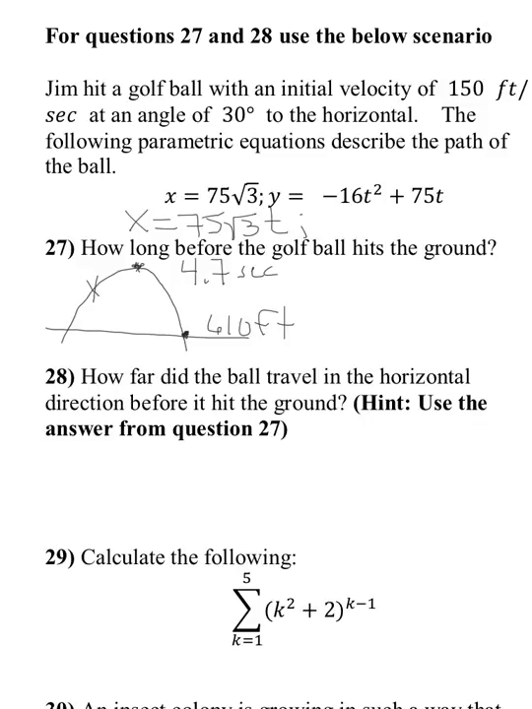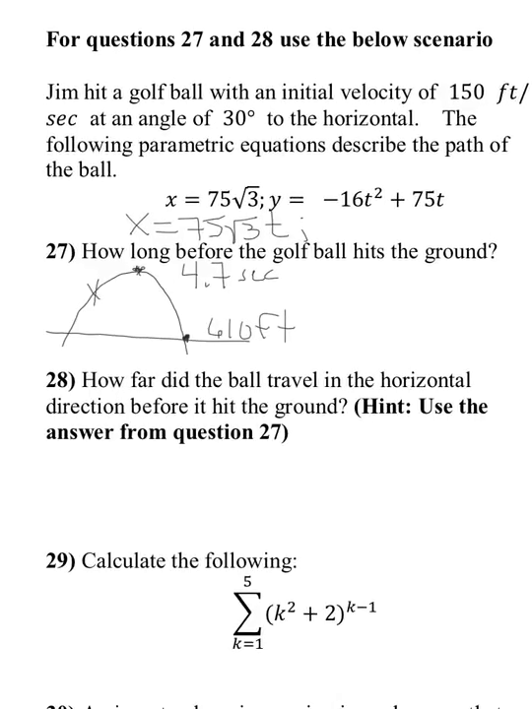If you need help learning how to do that, or you want to practice in class, just let me know. I will be happy to go over it with you and make sure that you know how to do this problem in the calculator. It's not that difficult. Again, the horizontal direction before it hit the ground was 610 feet, or thereabouts. This is an estimate.